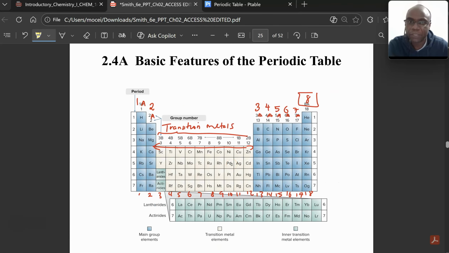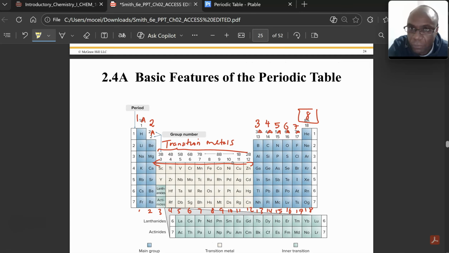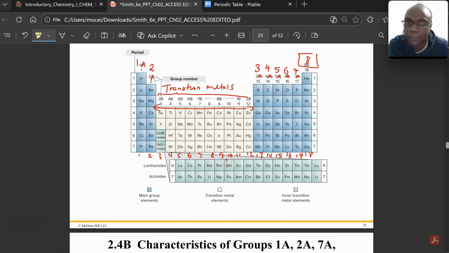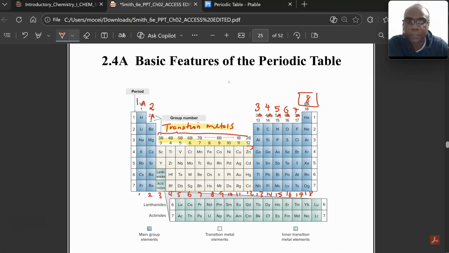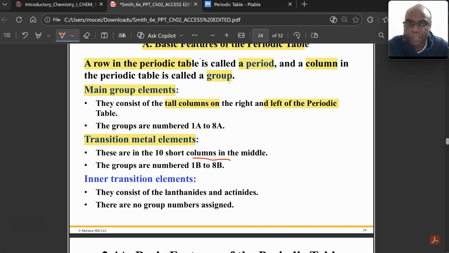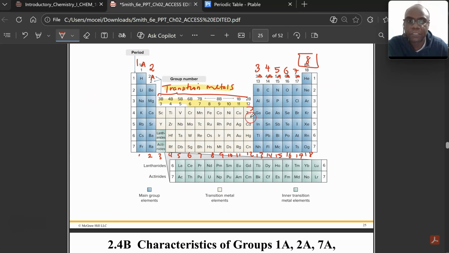They are numbered 1B to 8B. So they are these ones right here. These ones, they are transition metal elements as labeled. They are 10 short columns. These ones that I put down here is like a valley. So 1B will be this group right here, 2B will be this group, this will be 3B.